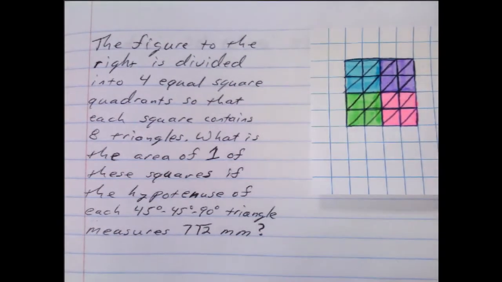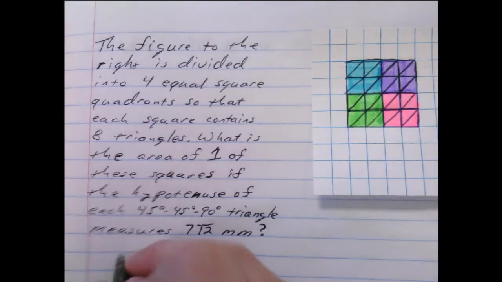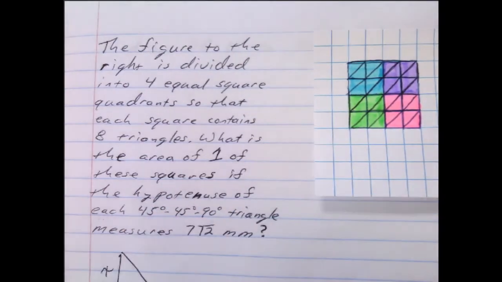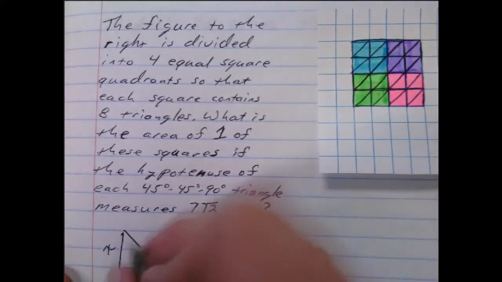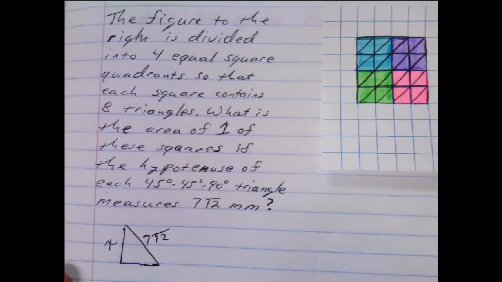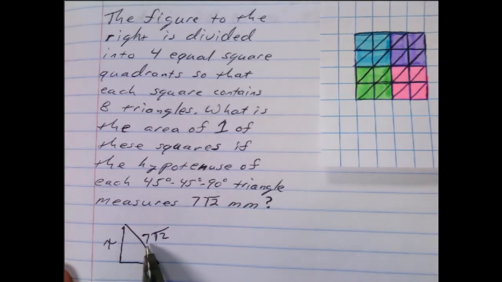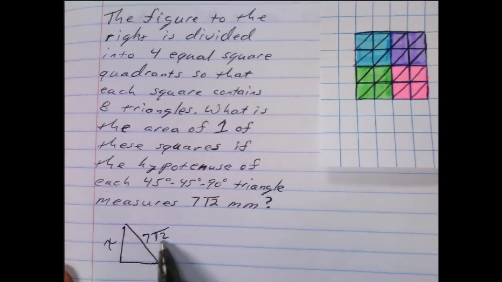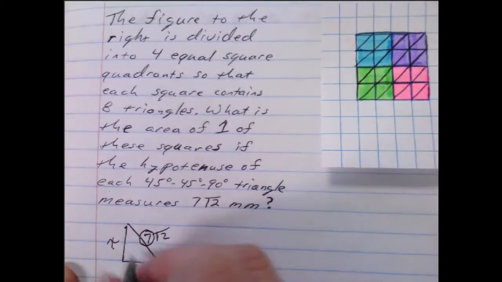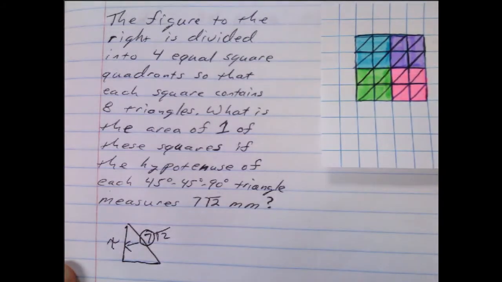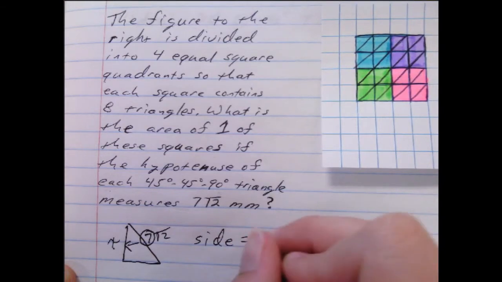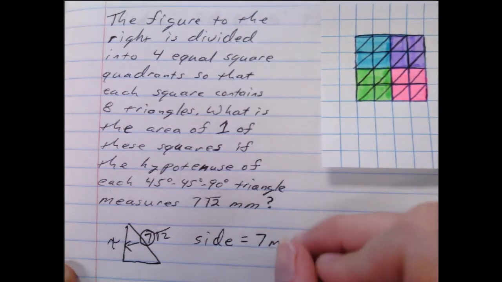Well, let's think about what we know. With our theorem, we know that if we have a side as x and our hypotenuse is 7 square root of 2, then what does our side have to be? Because we said our side over here times the square root of 2 gives me my hypotenuse, so that means 7 has to be my side length. So each one of my sides are 7 millimeters.